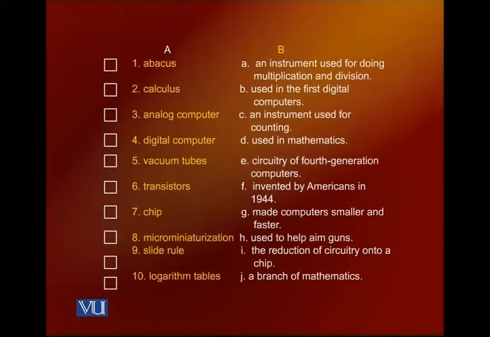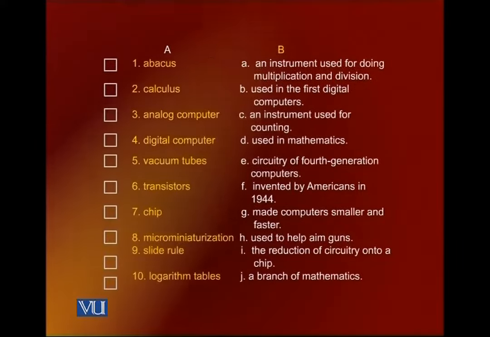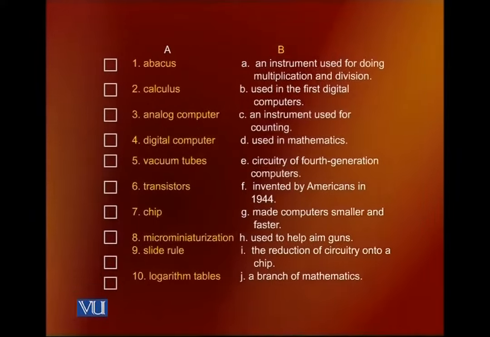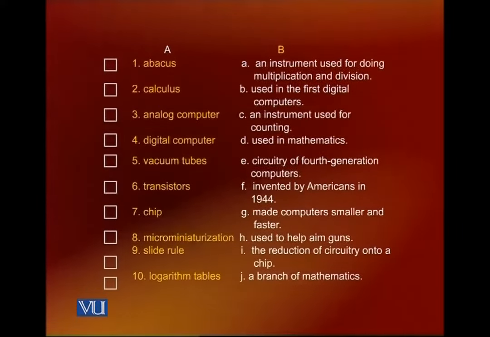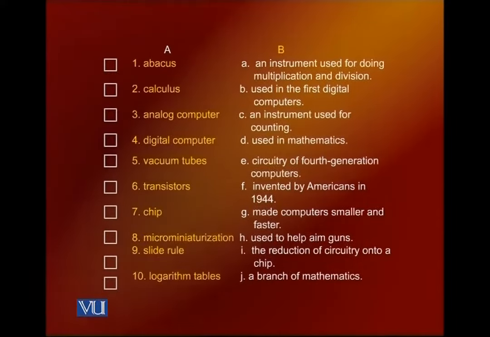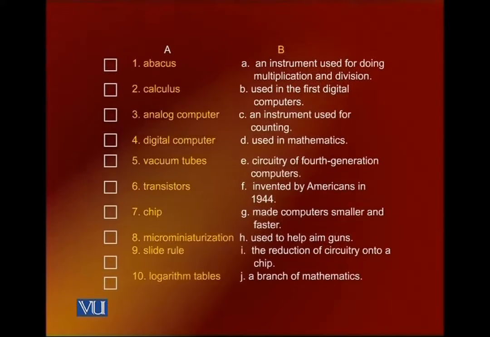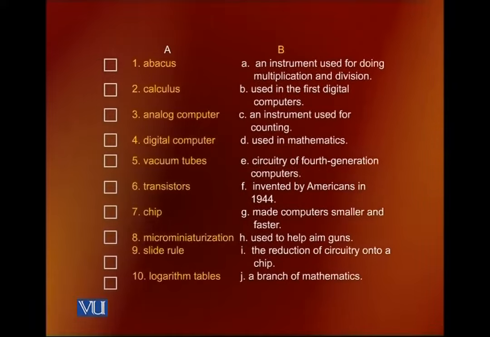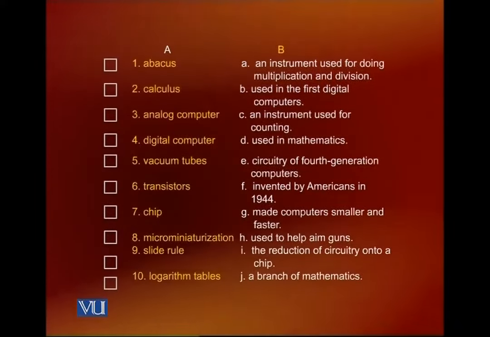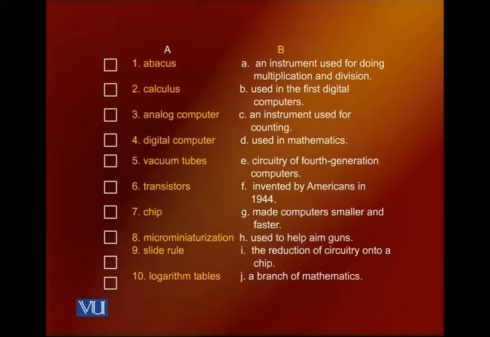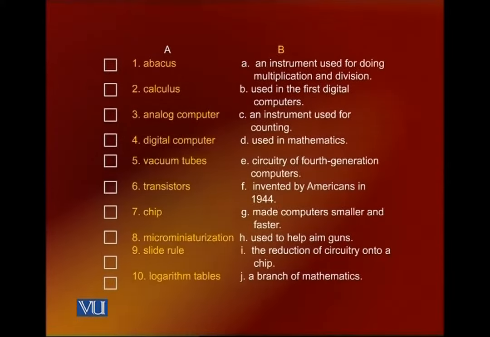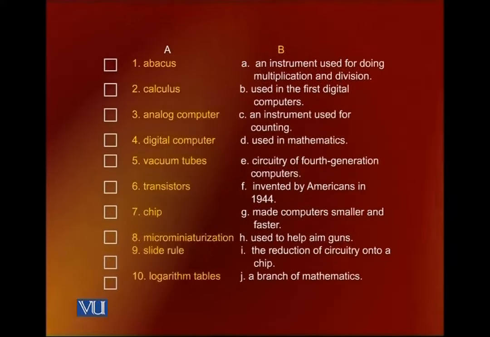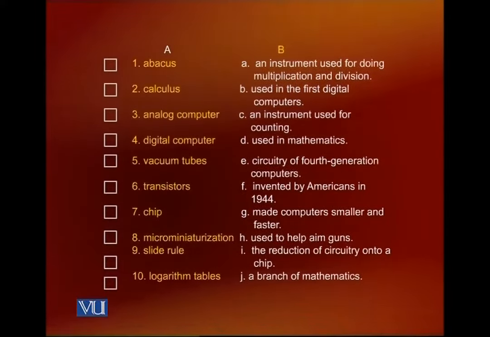Number one is abacus. And if you go through the statements given in column B, quickly scan those statements and you will find that in column B, statement C matches the word abacus. And abacus is an instrument used for counting. Now, look at number two, calculus. Go through the statements in column B. Which one is it? Well, you've done C. Calculus matches with J, statement J. It's a branch of mathematics.